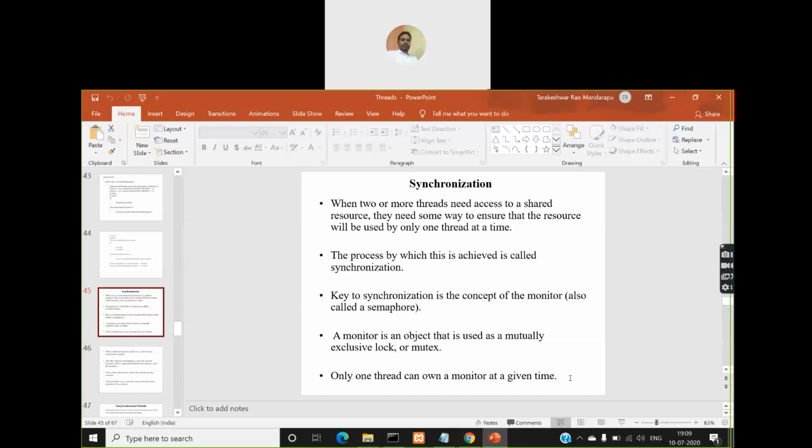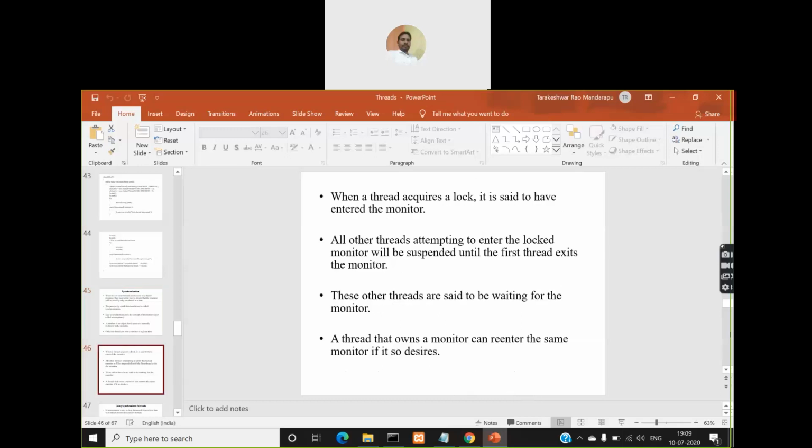So what this mutex, monitor or semaphore does is it will allow only one thread to own a monitor at a given time, so that only one thread will gain access to the shared resource at a time. Two threads will not be allowed to gain access, right? So when a thread acquires a lock, it is said to have entered the monitor, and all other threads attempting to enter the locked monitor will be suspended until the first thread exits the monitor. So these other threads are said to be waiting for the monitor.